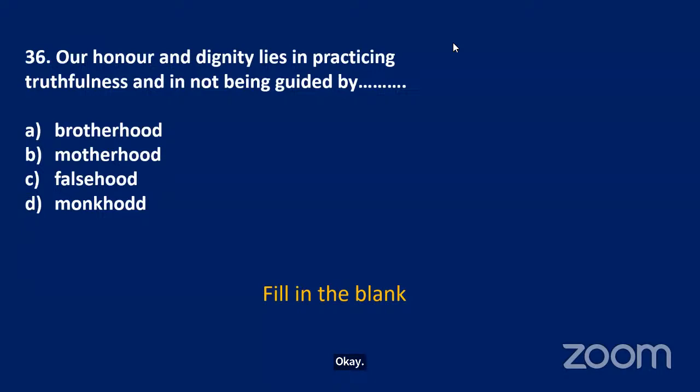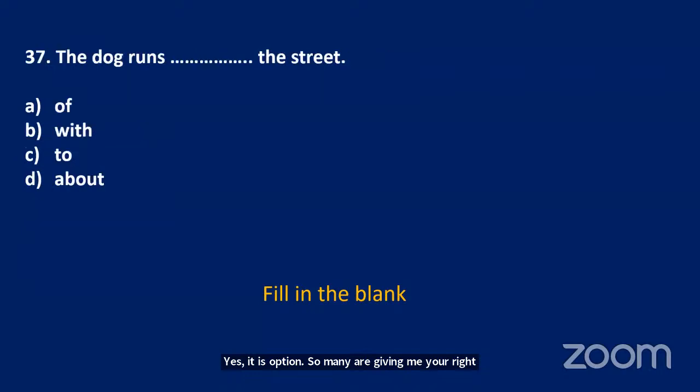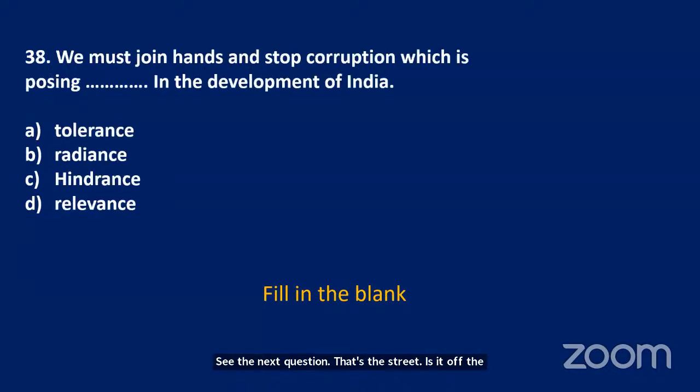A, B, C, D. Vishwan, what is that? Yes, it is option C, falsehood. Many are giving me the right answer now. Yes, it is falsehood. Perfect. See the next question. The dog runs dash the street. Is it off the street, with the street, to the street, or about the street? It is about the street.